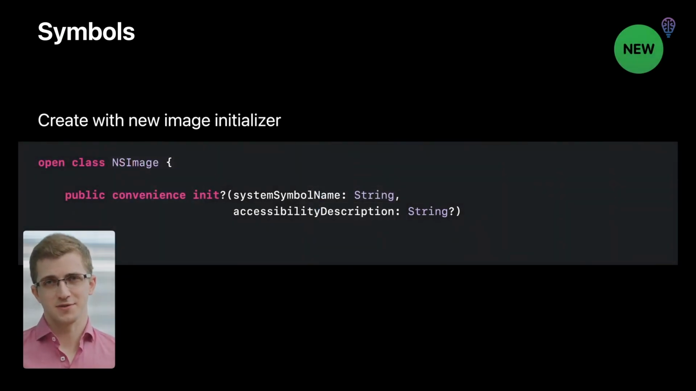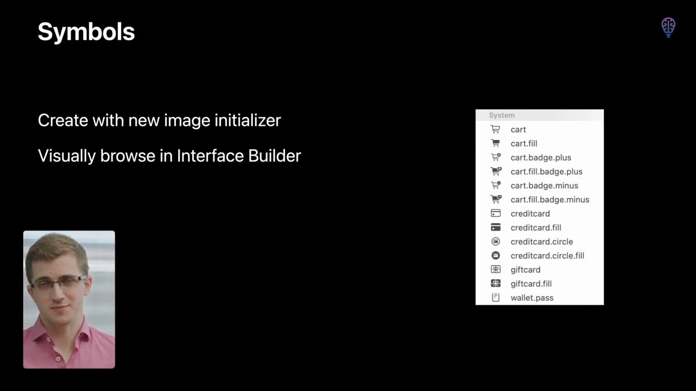You can access system symbols using the new init with system symbol name initializer. When you create a system symbol, you also have the opportunity to provide an accessibility description, which we strongly encourage. You can also specify system symbols in Interface Builder. The menu provides a preview of each symbol, so you can find the exact one that you're looking for.